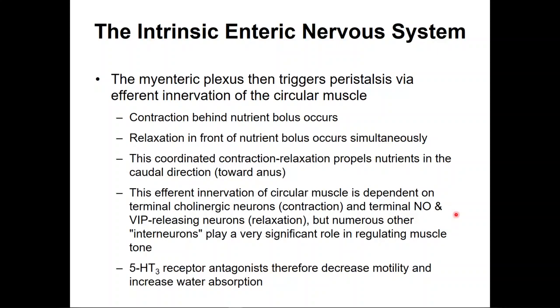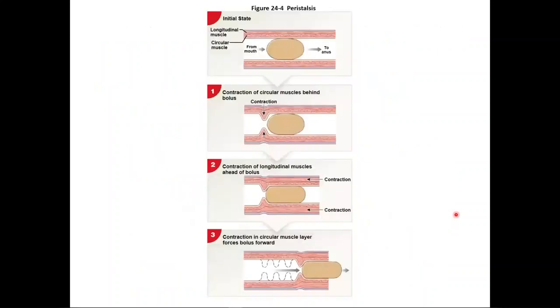The last bullet there is just to help you understand. We actually have drugs that do this. We have 5-HT3 receptor antagonists. When we use those, they decrease motility and increase water absorption, because if you decrease the very first step in this whole pathway, which is serotonin binding to its receptor in the afferent pathway, then you terminate the entire pathway and you decrease motility.